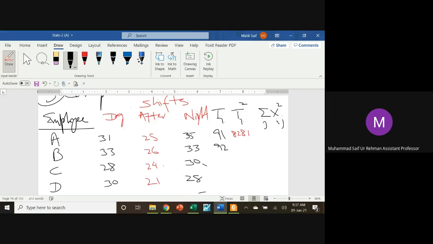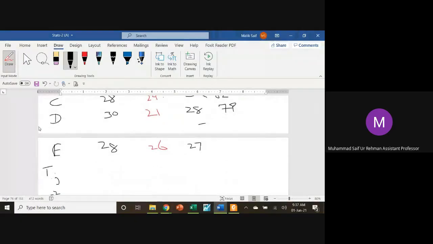Let me write down these totals first. 92. For C, 28 plus 24 plus 30, the answer is 82. And then 30 plus 21 plus 28, the answer is 79. And for E, you can use your calculator and reconcile these values: 81. These are the values.